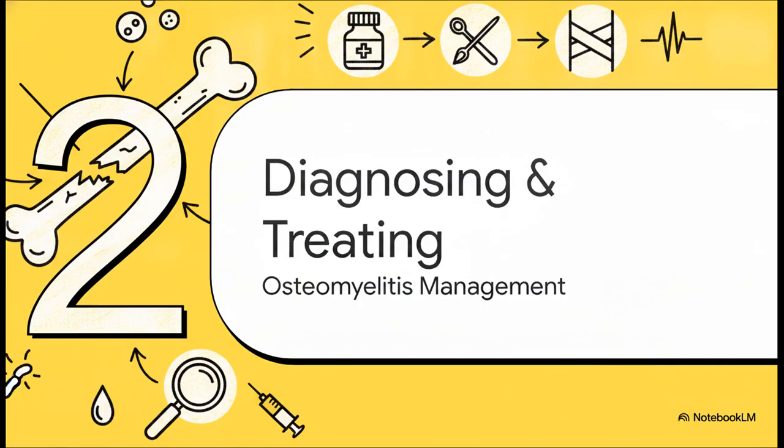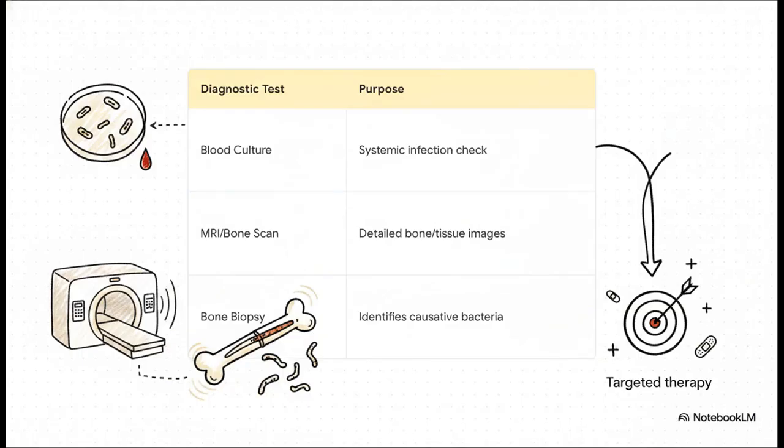Moving on to Section 2, Diagnosing and Treating Osteomyelitis. Now that we know what to look for, how do we confirm it and treat it? To actually nail down the diagnosis, providers start with blood cultures to check for systemic spread, and they'll use an MRI or a bone scan to get a really detailed look at what's happening inside the bone. But the absolutely crucial step here, the smoking gun, if you will, is the bone biopsy. The biopsy is what allows providers to pinpoint the specific organism causing the infection. Once they know exactly which bacteria they're dealing with, they can target their antibiotic therapy precisely.